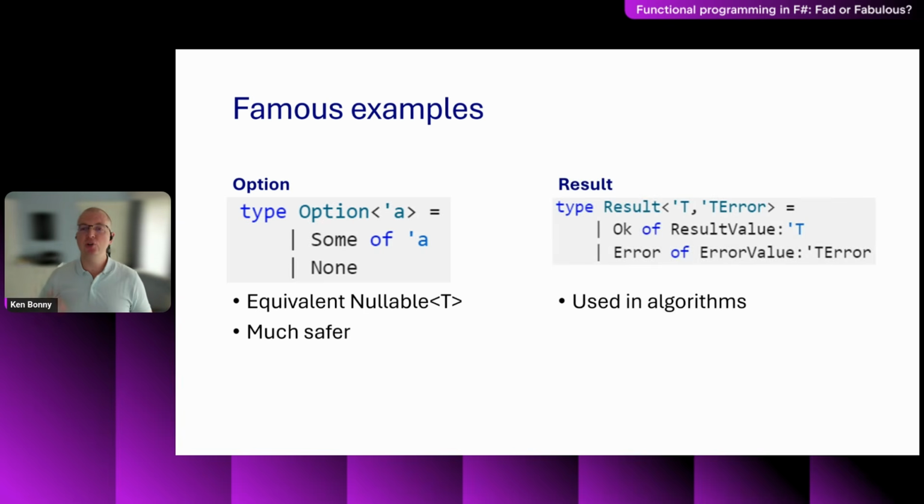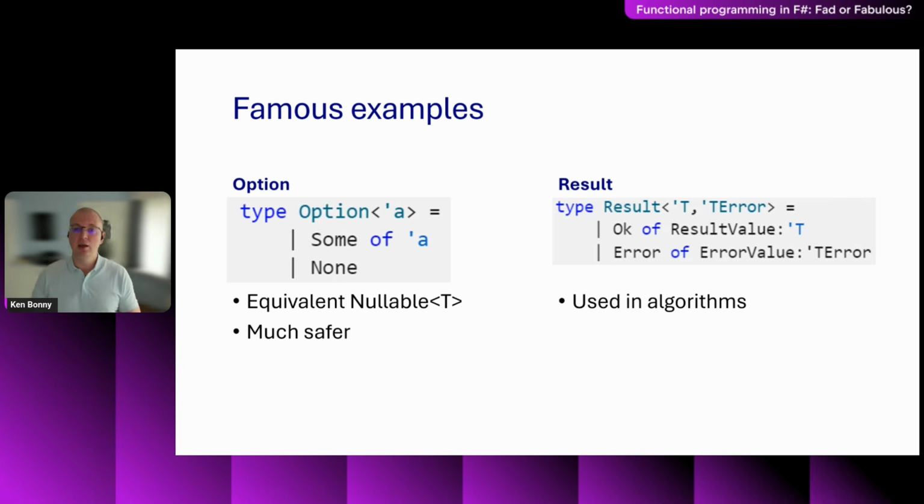Next to option, we also have the result type. And result also consists of two options. You have either an OK, which has one type of value, or we have an error, which can contain the error type. This is seen a lot in algorithms and in business code, and for example, validation, because it's very powerful.